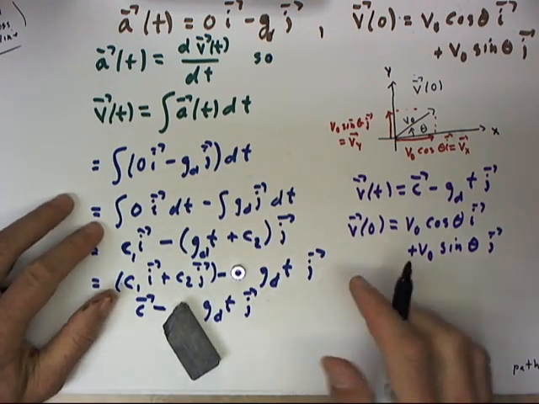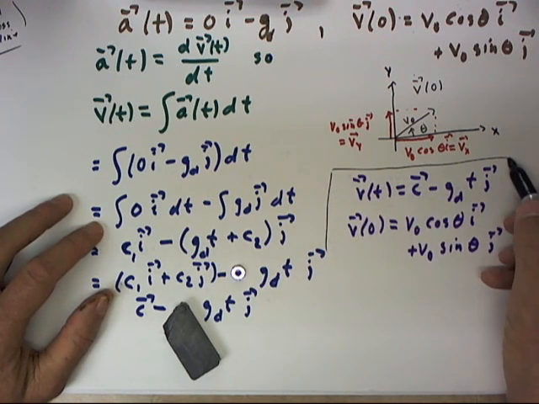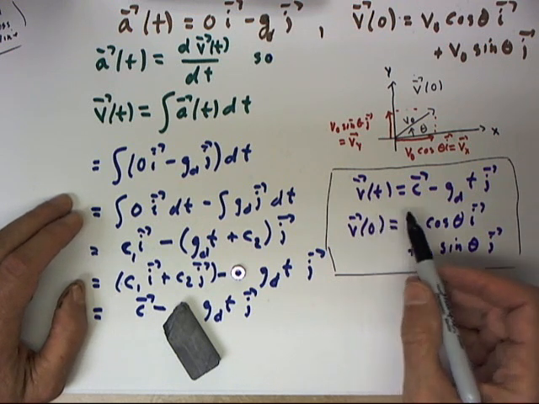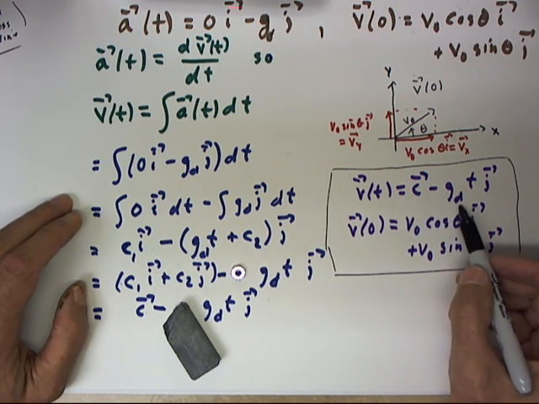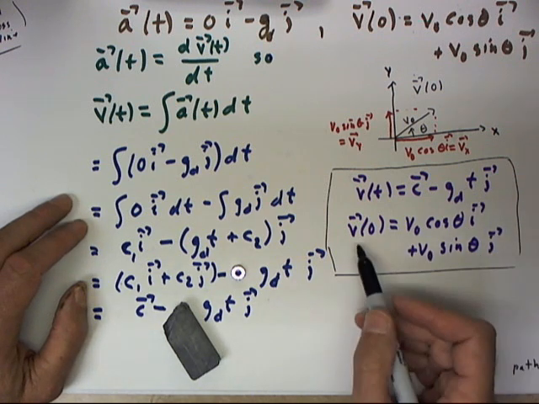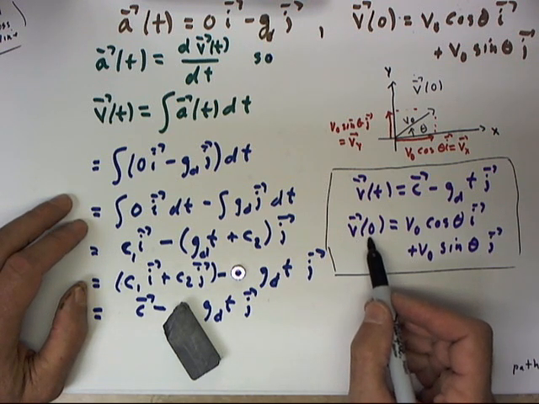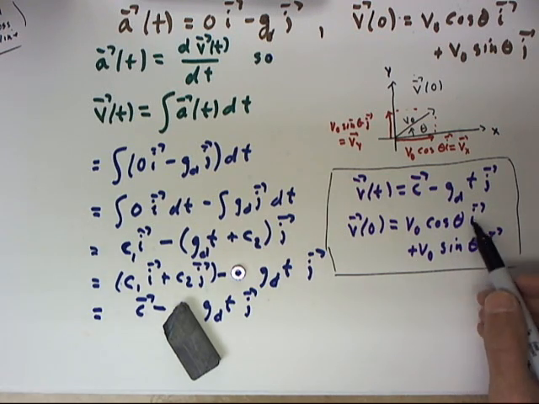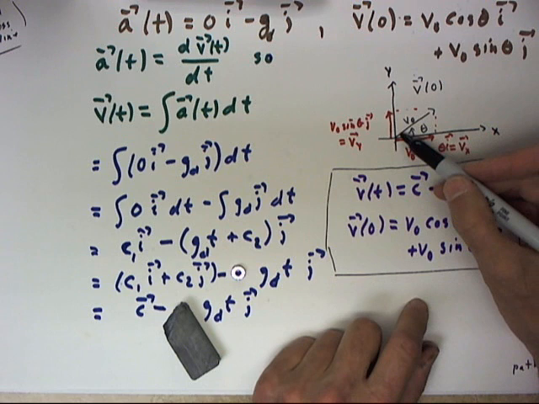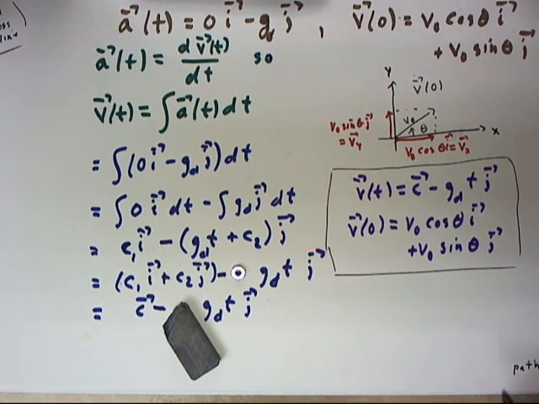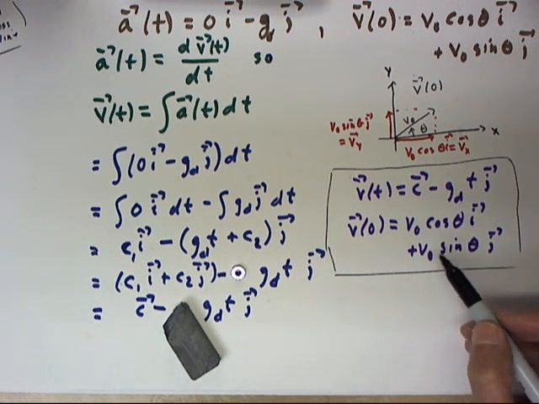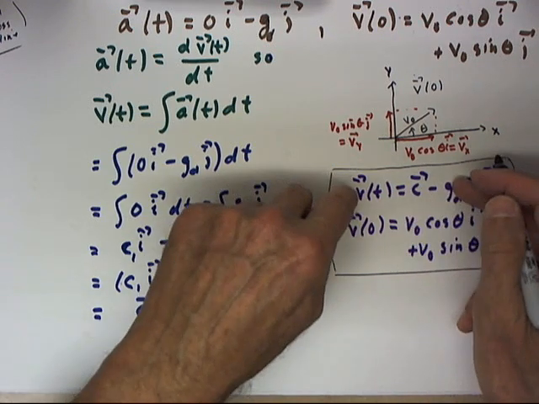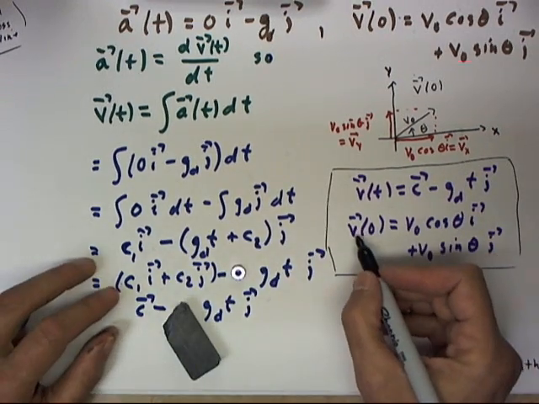This puts us in the following position. We have a function v of t, which we've determined to be some constant vector minus g sub d t times j, and v of 0 has to be equal to v naught cosine theta i plus v naught sine theta j, where theta is just the angle at which we originally projected the object, and v naught is the speed, how fast it was going. Well, we combine this with this.